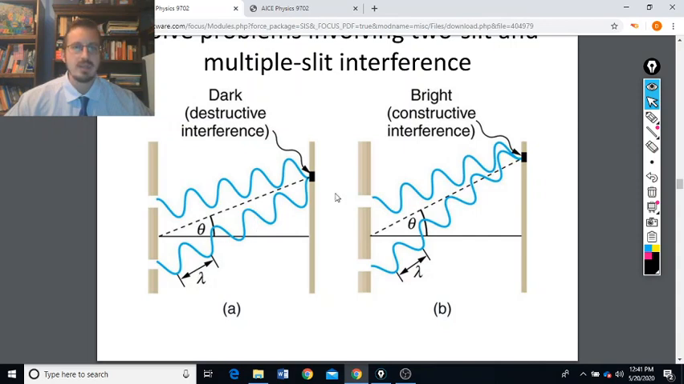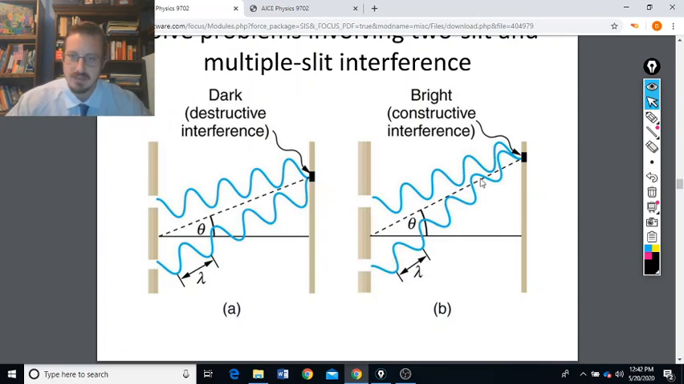Where one wave has traveled half a wavelength longer than another wave, we're going to observe destructive interference. All right. Now, if we look at the slide here, you see how the crest of this wave is where the trough of this wave is, and so by the time they meet up, they're canceling each other out.